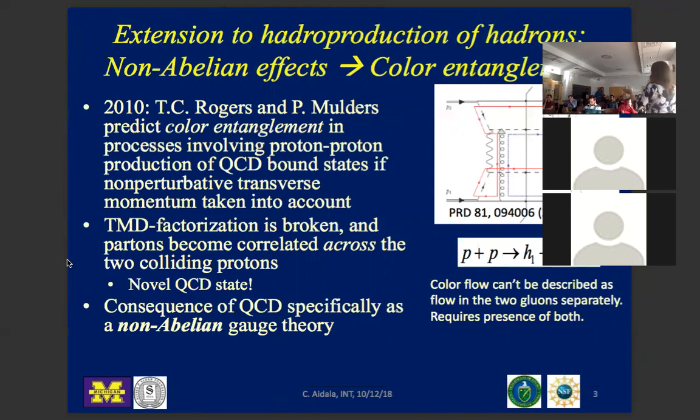One is sort of an interaction picture about color flow. This diagram is from the paper, and you have gluon exchange between a parton involved in the hard scattering and a hadron remnant, both in the initial state and the final state. And then you get these color flow paths that pass through the two gluons. There's this blue one, a little bit hard to see on the screen, and this red one here. So you have color flow that can't be described as flow of the two gluons separately, it requires the presence of both. And this sets up this entanglement, these quantum correlations of these partons across the colliding protons.